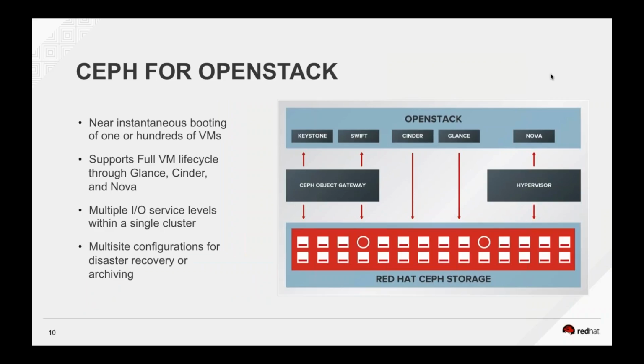With the kind of modules we support, Keystone, Swift, Cinder, Glance, and Nova. If you see the bottom line, there is Red Hat Ceph storage available, and Keystone and Swift can be connected to Red Hat Ceph storage using Ceph object gateways. Nova can be connected through the OpenStack hypervisor to Red Hat Ceph storage. The hypervisor has a built-in capability to talk to Ceph storage. Cinder and Glance communicate directly with Red Hat Ceph storage.